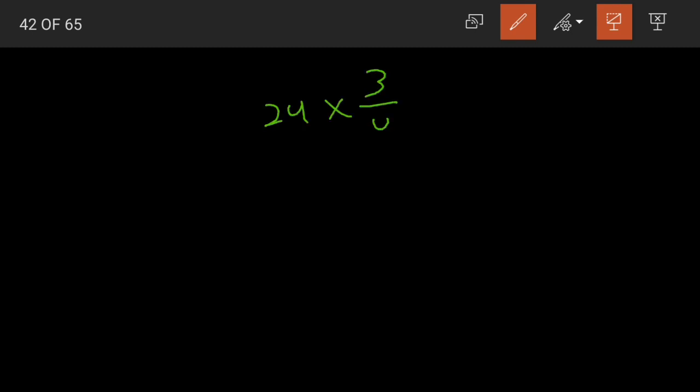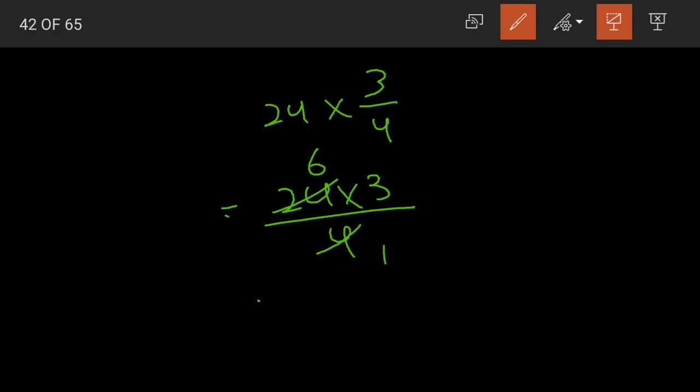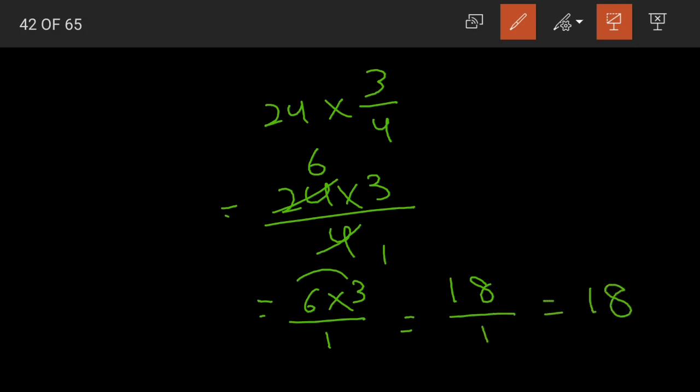Our number is 24. We have to find out 3 by 4 of it. So 24 into 3 divided by 4. We have 4 ones are 4, 4 6s are 24. Yes children, 4 ones are 4 and 4 6s are 24. Now what is remaining? 6 into 3 divided by 1. 6 3s are 18 divided by 1 is equal to 18. What is our answer? 18.